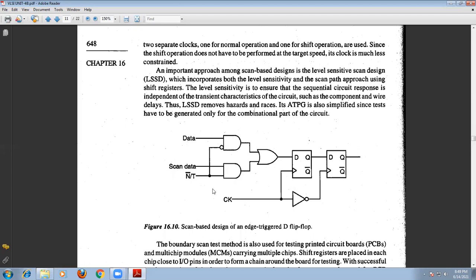Just observe here, we have two latches like this, and we apply the clock signal, and the other clock signal is the complement of this clock signal, in order to remedy the race problem here. And this is the scan data we are going to apply, depending upon test mode or normal mode. Test mode is logic 1 and normal mode is logic 0. This is the circuit.